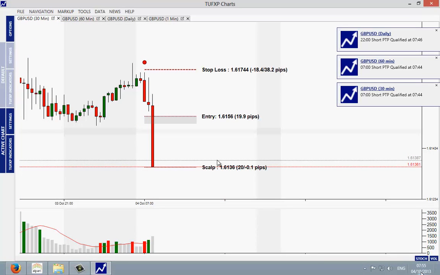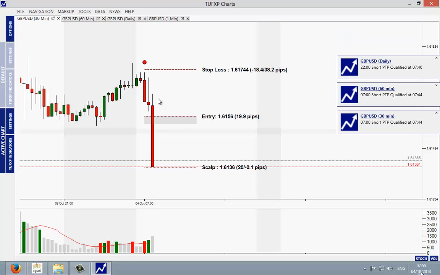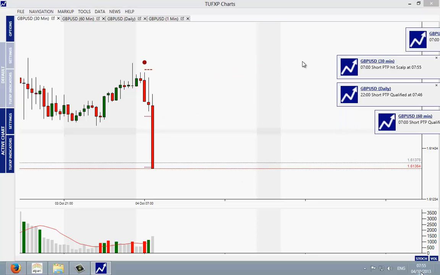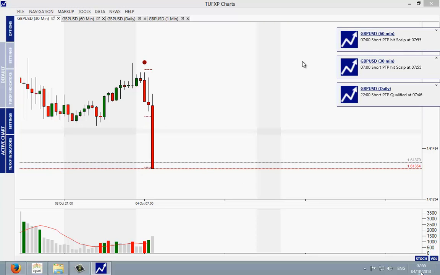Again, we've got a psychological level here. I'm just going to pause this. The market drove down within the 30 minutes. We've got a bit of a psychological level going on there. The market drove through there and then straight down to the scalp area. And there we see the target being hit as well in the alarm zone, so that it was hit at 7:55. So we had to wait a moment or two.